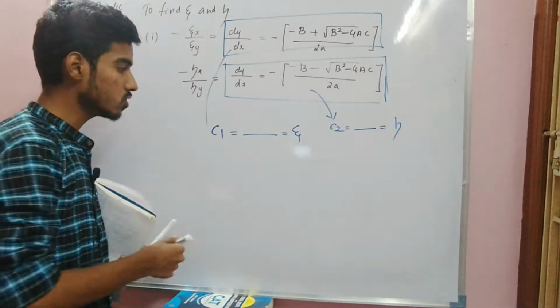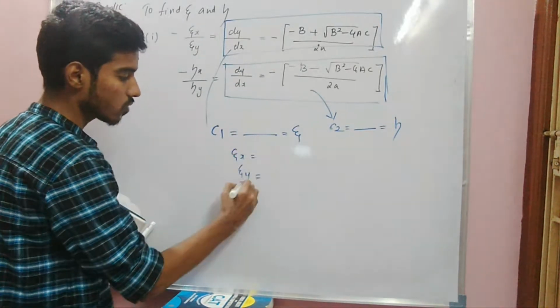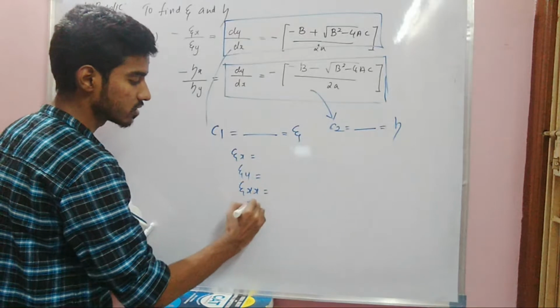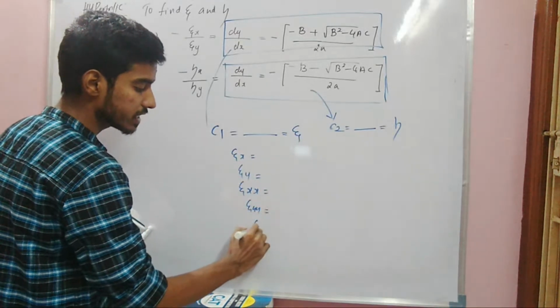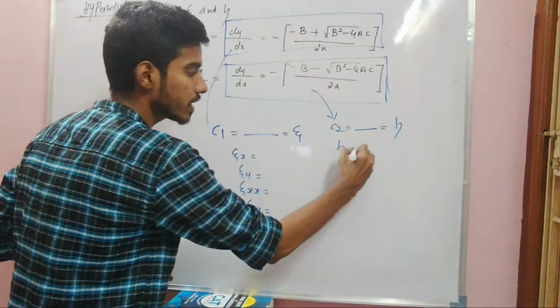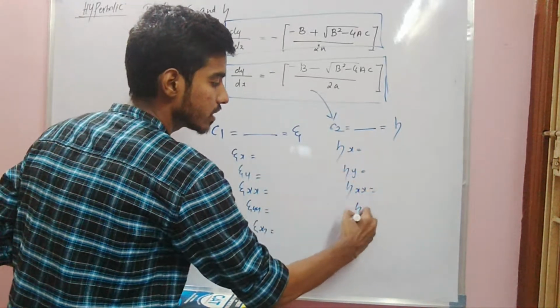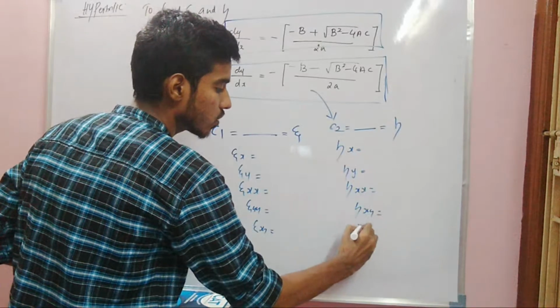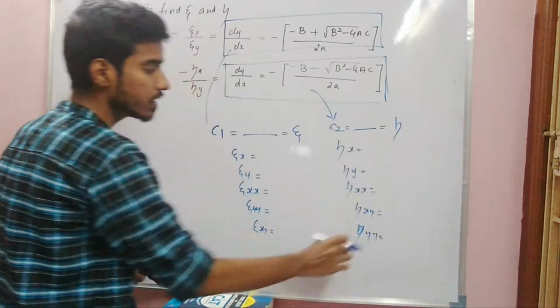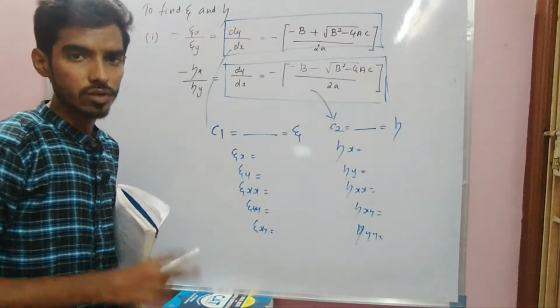After finding theta and eta, you can find the canonical form very easily, because you just have to find theta x, theta y, theta xx, theta yy, theta xy from these equations, and from here you find eta x, eta y, eta xx, eta xy, eta yy, and then you can substitute in the canonical formulas to get the canonical form.